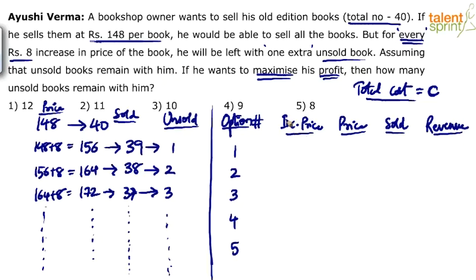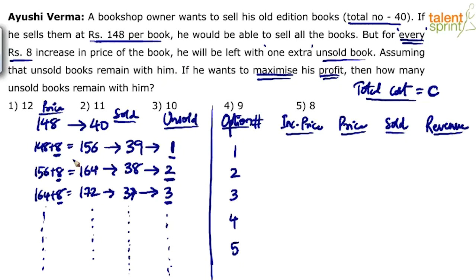See, understand, if one book remains unsold, it means price was increased by 8 rupees. If 2 books are unsold, price was increased by 2 into 8. See, 8 here and 8 again, 16 rupees. 3 books are unsold, price further increases by 8. So every time it increases by 8 rupees. So 3 books are unsold means price has increased by 3 into 8, 24 rupees. So 148 plus 24, 172. 2 books unsold means 2 into 8, 16 rupees and so on.